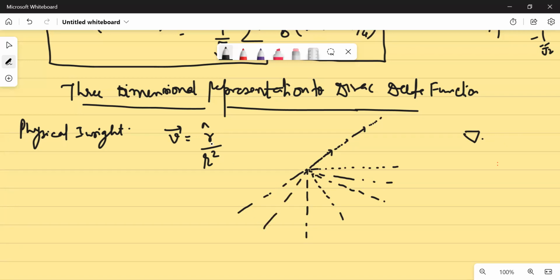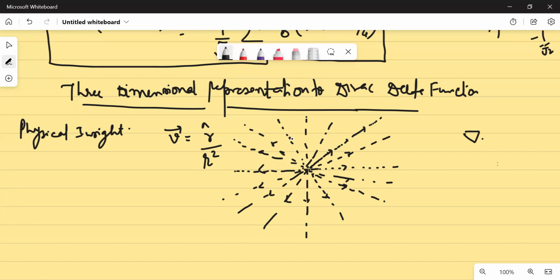Because you can see this is r cap, and 1 upon r square is positive. If you are finding r cap upon r square, what does it mean? You are actually moving in the radially outward direction. No doubt the strength of the field would decrease as r tends to infinity, that is absolutely fine. But overall, this is a radially outwards vector field. Is that clear to you?